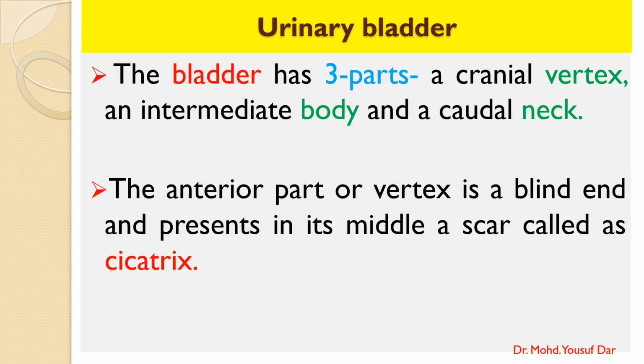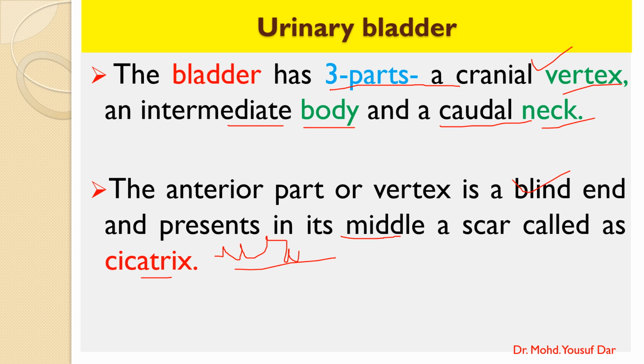For the description, the urinary bladder has three parts. तीन parts होते हैं. Cranial part होता है जिसको हम vertex बोलते हैं, and an intermediate that's called as body, and a caudal part जिसको हम neck बोलते हैं. The anterior part, the vertex, is a blind end and it presents a scar at the middle जिसको हम cicatrix बोलते हैं. This cicatrix represents the position of the urachus. Urachus जो होता है एक allantoic stalk होता है that connects the fetal urinary bladder with the allantoic sac. तो वो जहाँ पे present होता है उस point को हम cicatrix बोलते हैं.